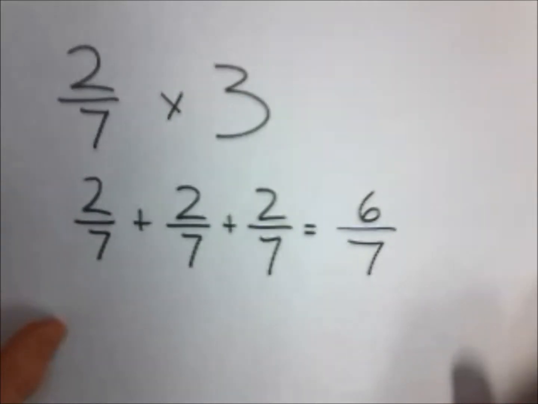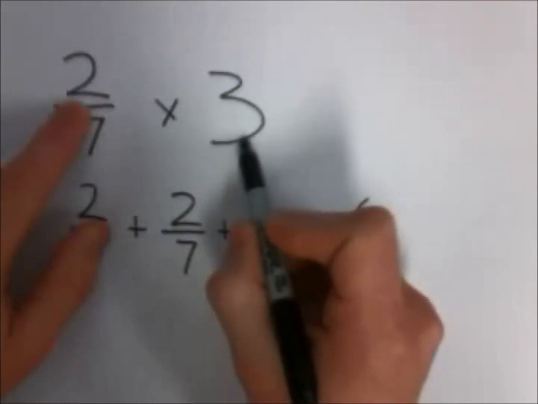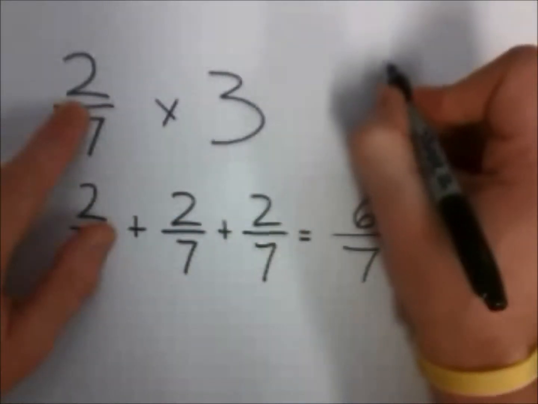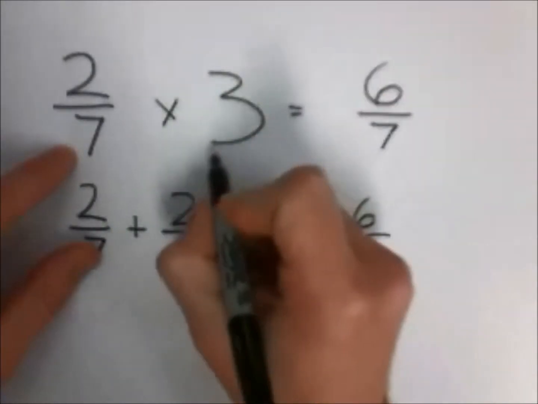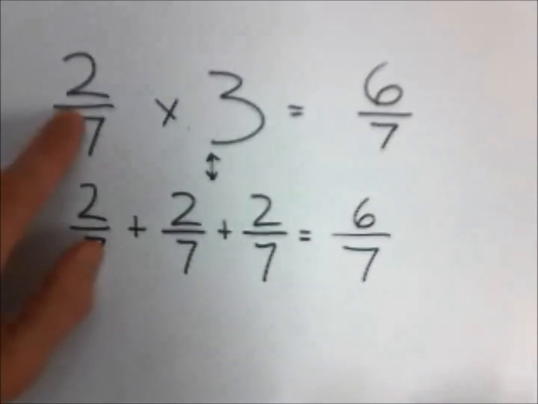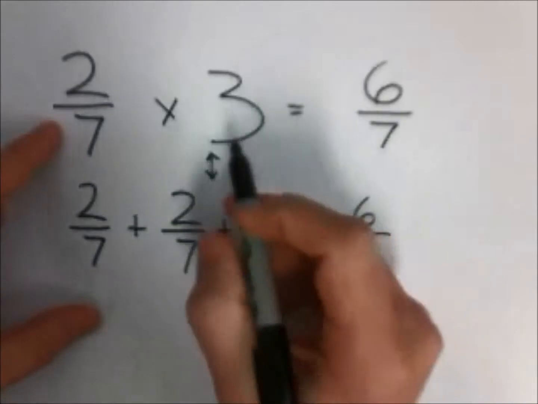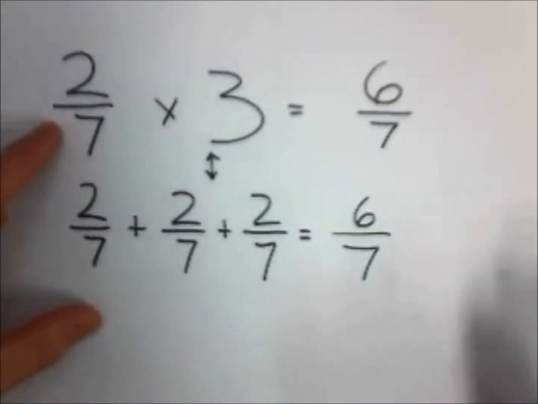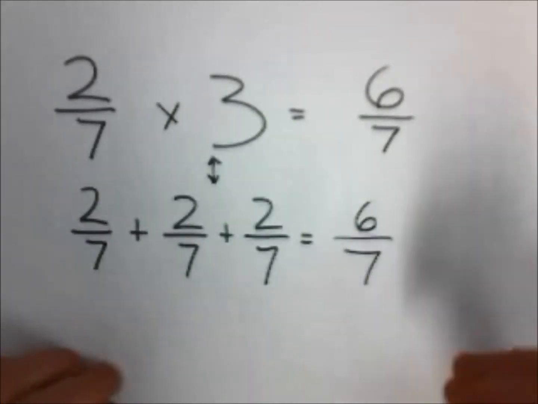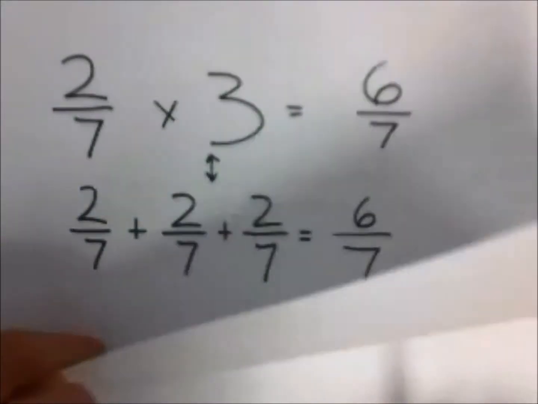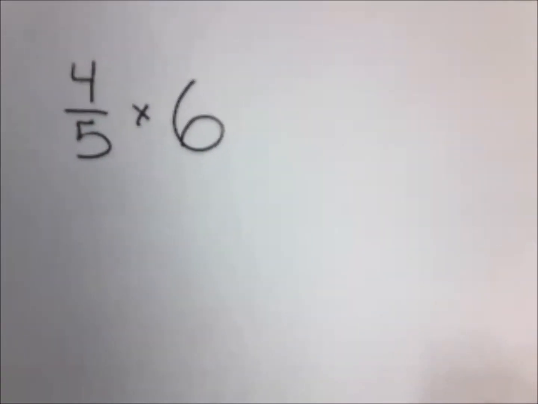Now, when you multiply fractions by a whole number, you take your numerator and you multiply that by your whole number. So 2 times 3 is going to give you 6, same denominator of 7. And so when you multiply a fraction by a whole number, it's the same as adding that fraction by the number of whole numbers that you have. So in this case, 2/7 times 3 is going to give you 6/7, and we know that this is in simplest form.